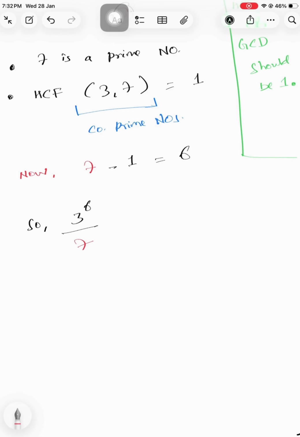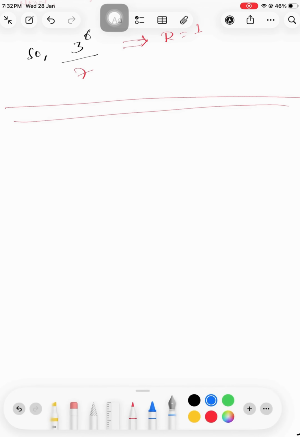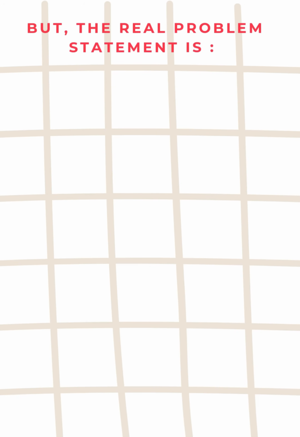So further, simply subtract 1 from the value given in the denominator as the next step. So in our case, 7 minus 1 is coming as 6. So as per Euler's theorem, if this value 6 is coming as a power to the base value, which is 3 over here, then 3 raised to the power 6 upon 7 will always yield 1 as the remainder.